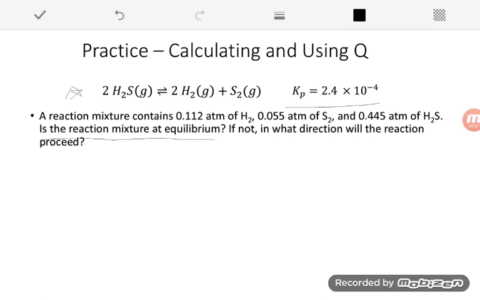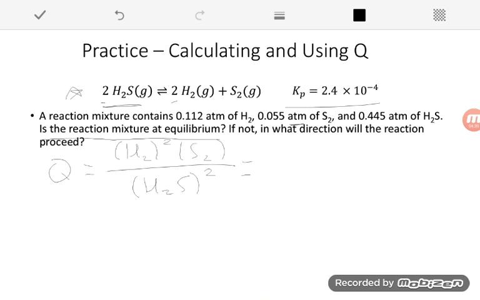Anytime we see this question, we say, okay, what I need to do is check Q and see if Q is equal to K. So first I'm going to write that general expression. On top, I'm going to have H2 squared, S2. And I'm not using my brackets because these are pressures. I should be writing in my P's, but it's kind of hard to do that on my tablet, so I'm cheating a little bit. So I have H2 squared, S2. And then on the bottom, I have H2S, also squared.